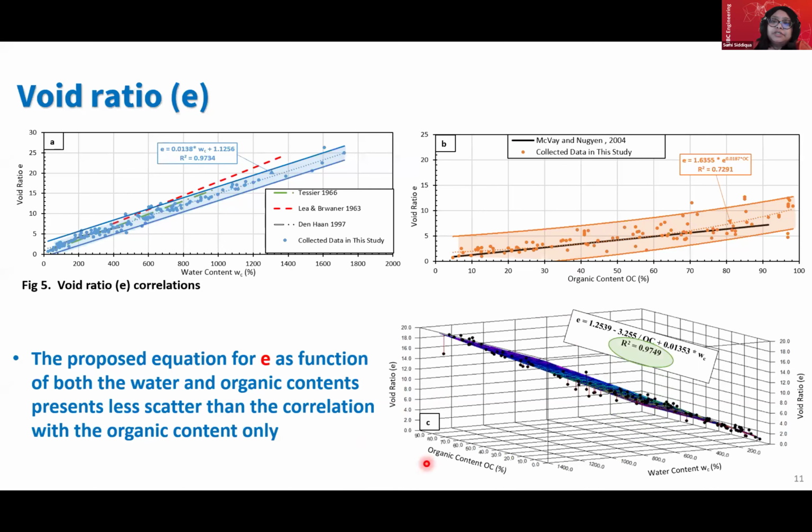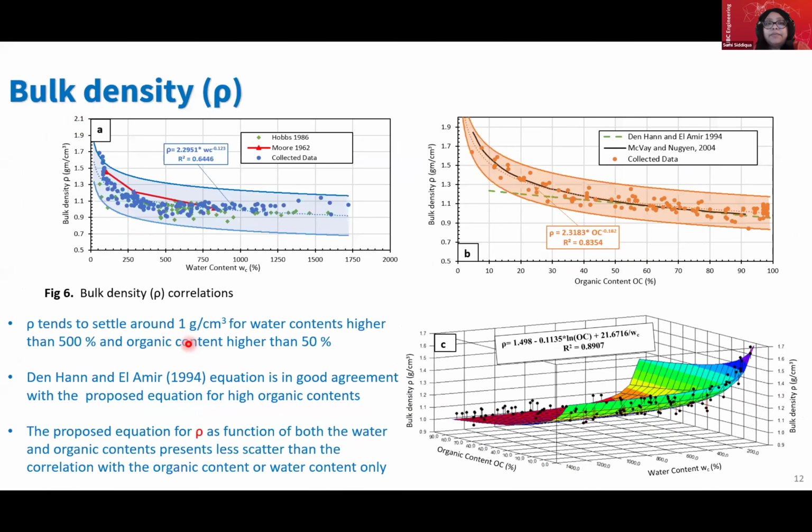We also have looked into the data for the bulk density. Same way, bulk density with respect to water content, organic content, and a combination of both organic content and water content. So the bulk density tends to settle around 1 gram per cubic centimeter for water content higher than 500% and organic content higher than 50%. With the literature, the Den Haan and Kruse 1994 equation is in good agreement with the proposed equation for high organic content. Our proposed equation for bulk density as a function of both water content and organic content presents less scattered data than the correlation with the organic content or water content only. So this has a less scattered relationship.